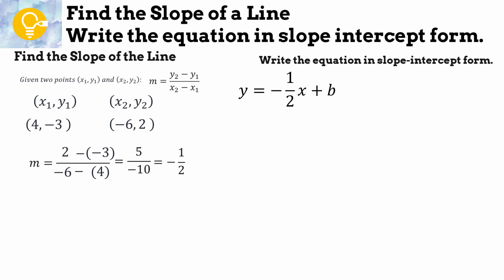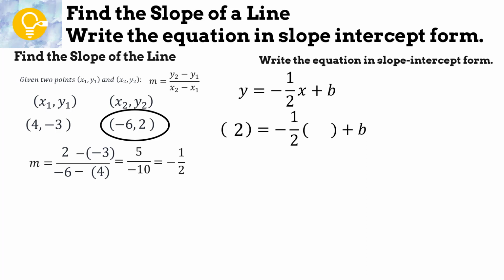Write the equation in slope-intercept form. Well, we already know our slope. We just figured it out. It's negative 1/2. The problem is, when we look at our two ordered pairs, neither one of them is the y-intercept. So we need to solve for b. It doesn't matter which ordered pair you use. I decided to use the second one again. You could have used the first one. We're going to get the same answer.